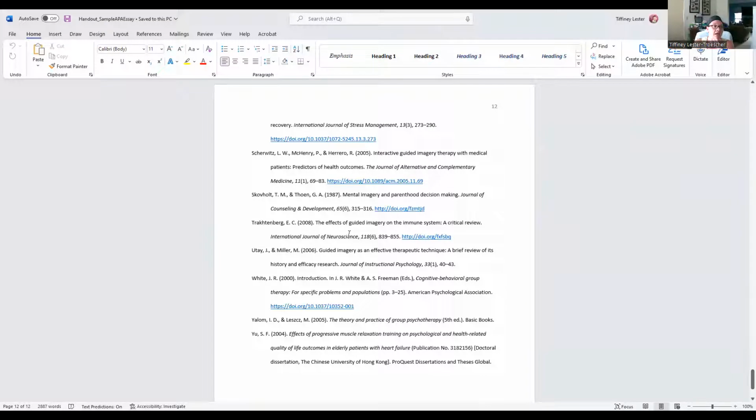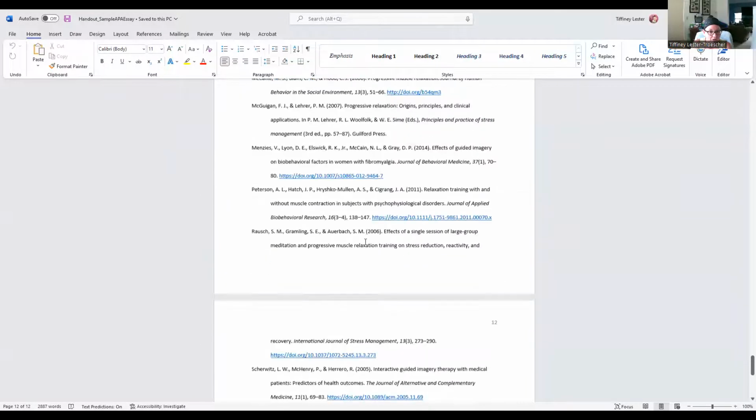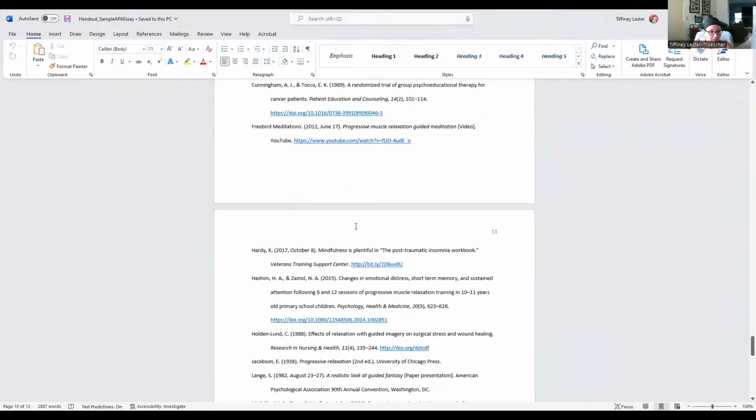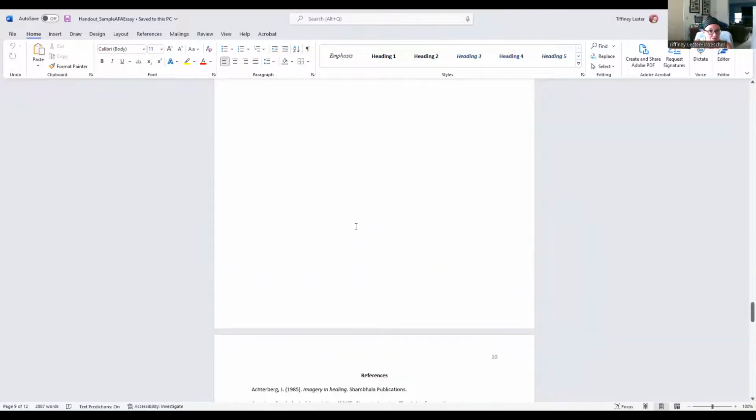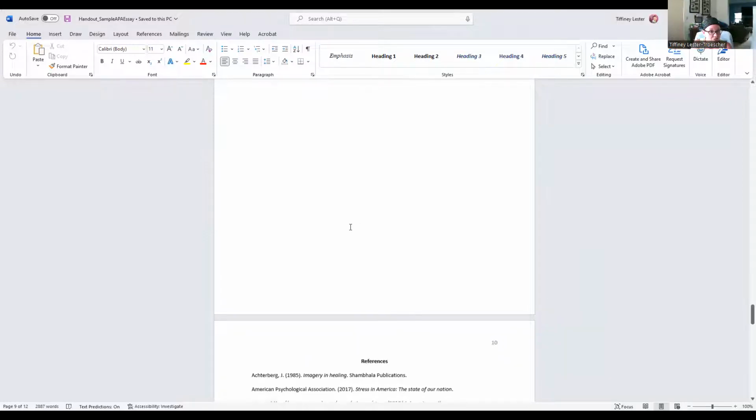So if I have all of my reference entries already created, right? Then when it comes time to write my actual essay, starting with my intro and going all the way through my concluding paragraph, anytime I use information from a source, no matter how I use it, I know I need to provide the citation in parentheses.